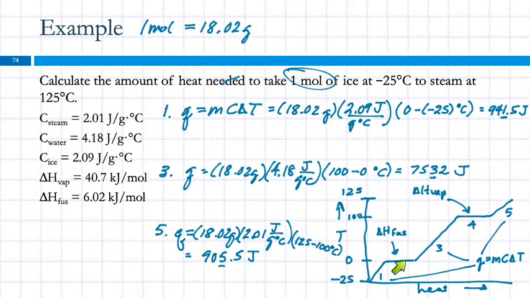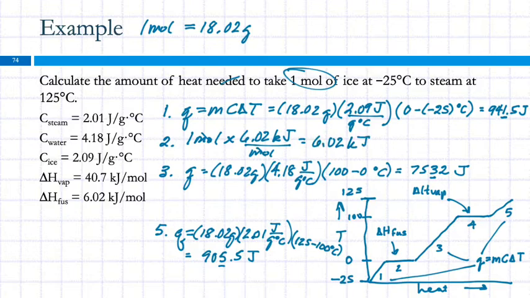Number 2 is the heat of fusion. This is where we're melting, so we're just going to take the number of moles. I have 1 mole of water, and I'm going to use the heat of fusion, 6.02 kilojoules per mole. Just doing dimensional analysis there, that gives me 6.02 kilojoules. And for number 4, I also have 1 mole of water. Now I'm boiling it, so I'm going to use the heat of vaporization: 40.7 kilojoules.